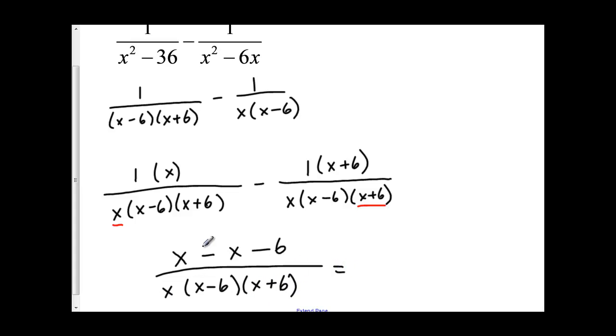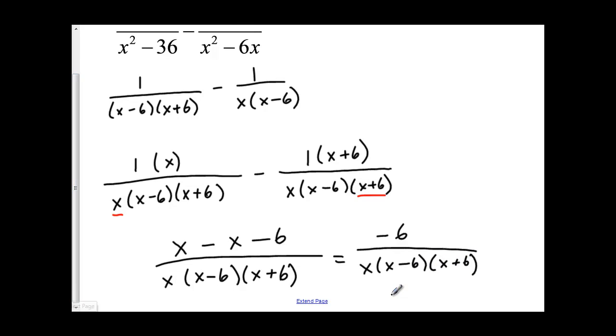Now I need to collect all my like terms. X minus x is going to give me 0, so I'm left with negative 6 on top. The denominator remains the same. Now I could expand this out, but there's no need to. There's no reason at this point that I would need to expand that out. And I know from here that x cannot be equal to 0 from this one, to 6 from this one, and to negative 6 from that expression.